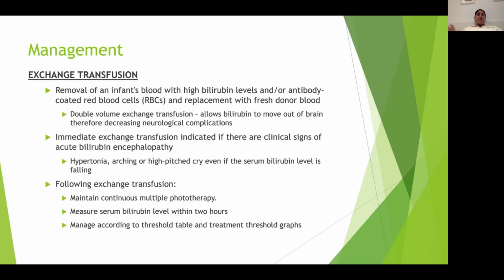So that allows bilirubin to come out of the brain, and then we don't have as many neurological complications for when the bilirubin has become at such a high level. If there are signs of encephalopathy, then you must start the exchange transfusion immediately. So this will be things like whether baby's hypertonic, whether they're arching, have they got a high-pitched cry, and this can even happen when the bilirubin levels are falling as well.